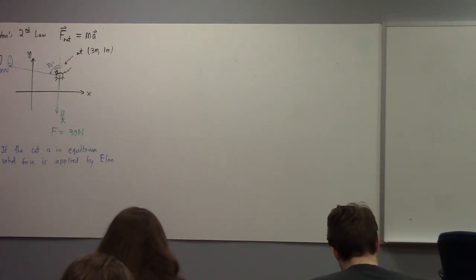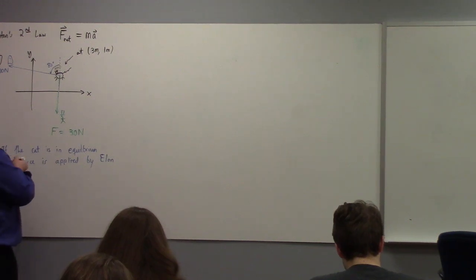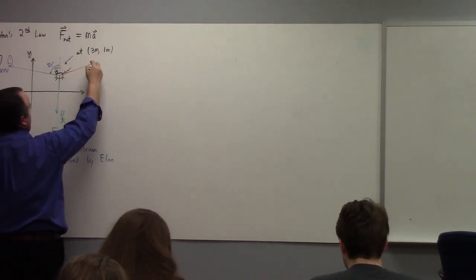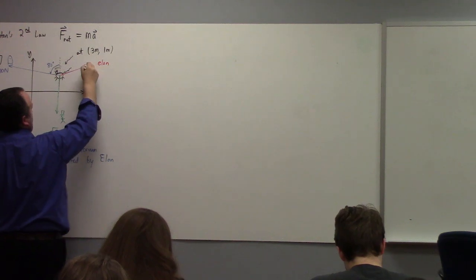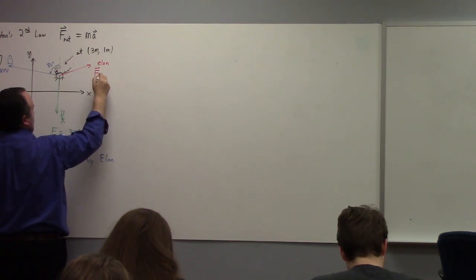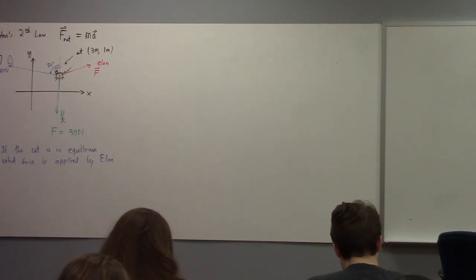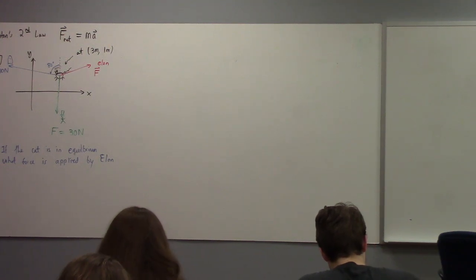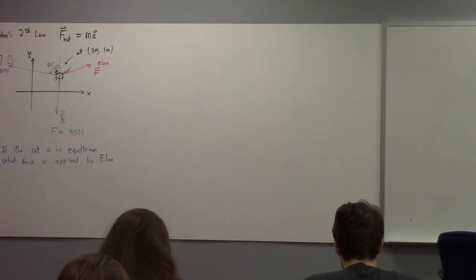So you can kind of picture Elon's over here somewhere. So here's the force that's applied by Elon over there, and I'm not sure. We'd like to know the magnitude and direction of the force that's applied by Elon.